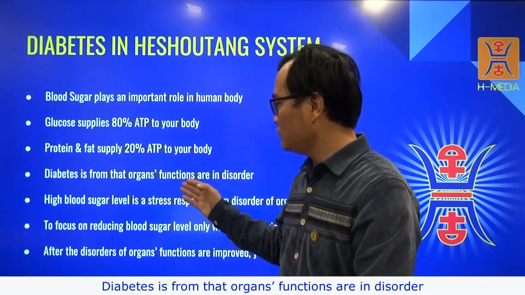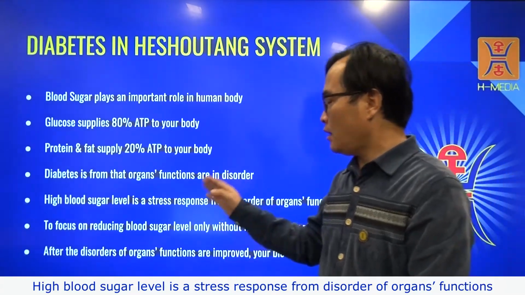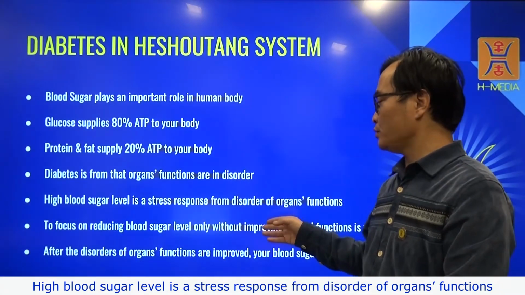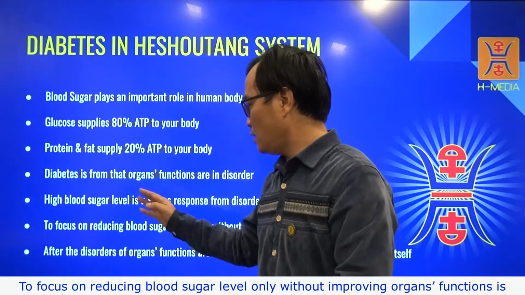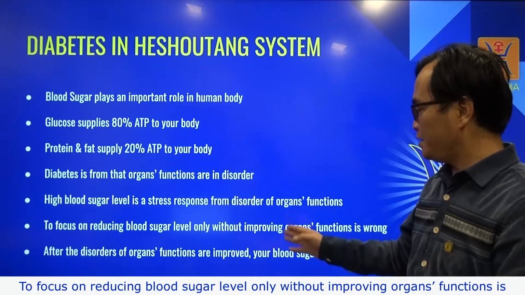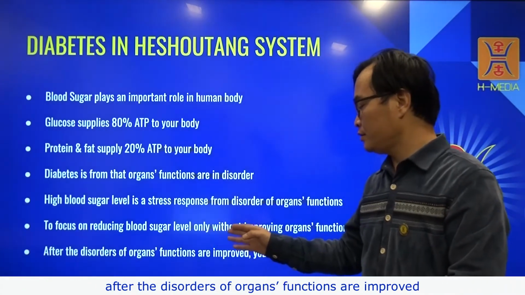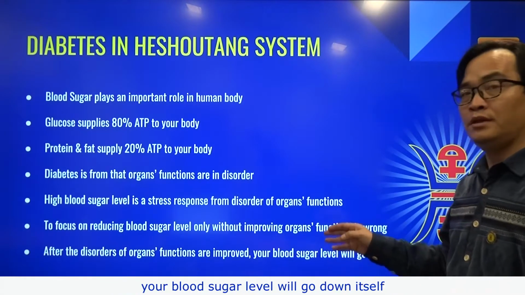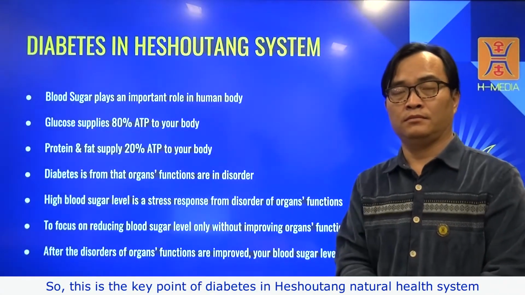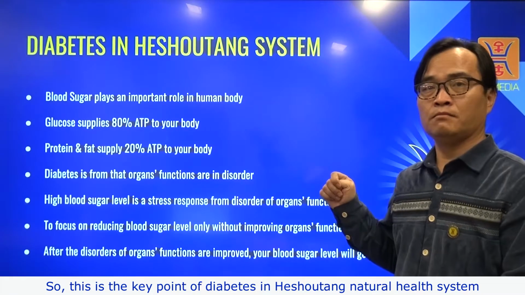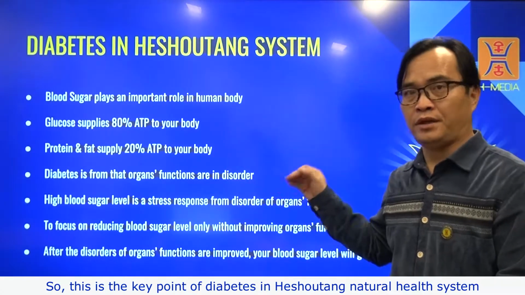Diabetes is from the disorder of organ functions. High sugar level is a stress response from the disorder of organ functions. To focus on reducing the sugar level only, without improving organ functions, is wrong. After the disorders of organ functions are improved, your sugar level will go down by itself. So these are the key points of diabetes in the Heshoutang natural health system.